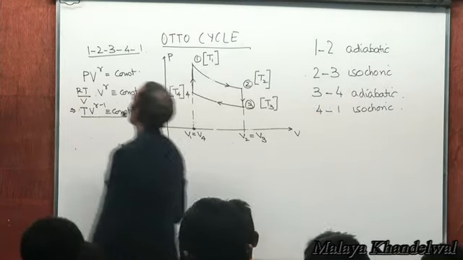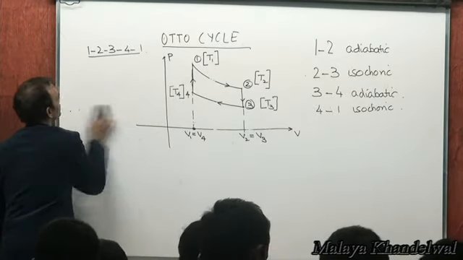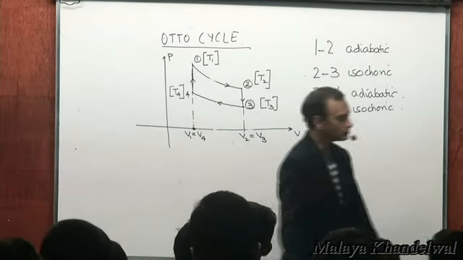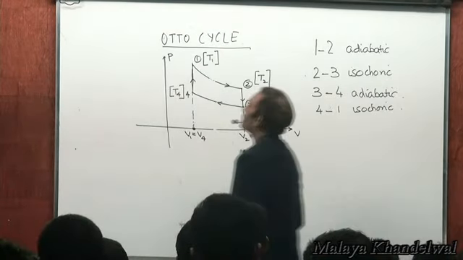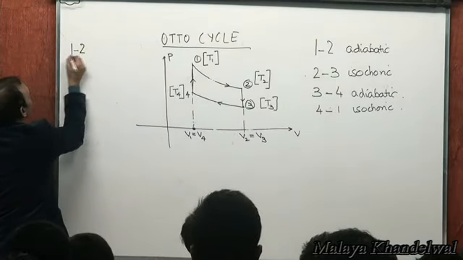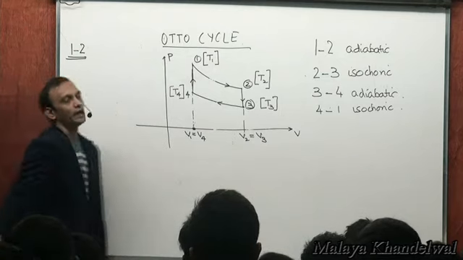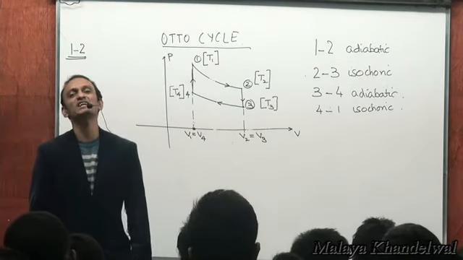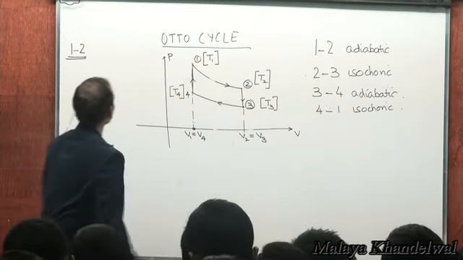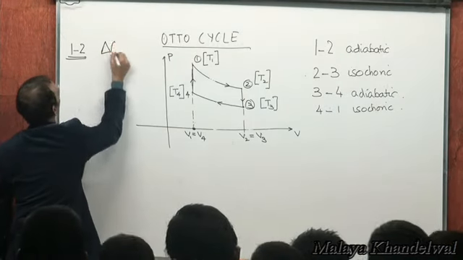Now, let's aim at computing the efficiency of this Otto cycle 1, 2, 3, 4, 1. Let's look at the process 1, 2. What kind of a process is it? Adiabatic process. What's the heat supplied to the system during an adiabatic process? 0. So delta Q during 1, 2 is 0.